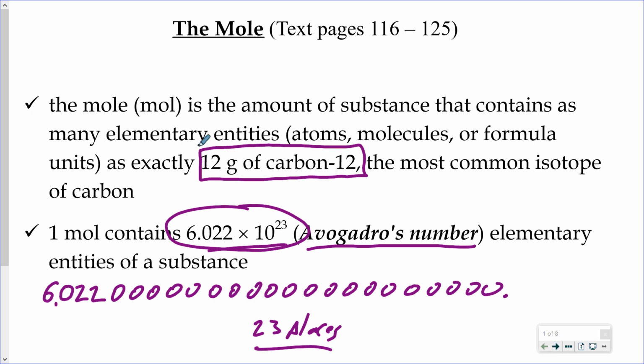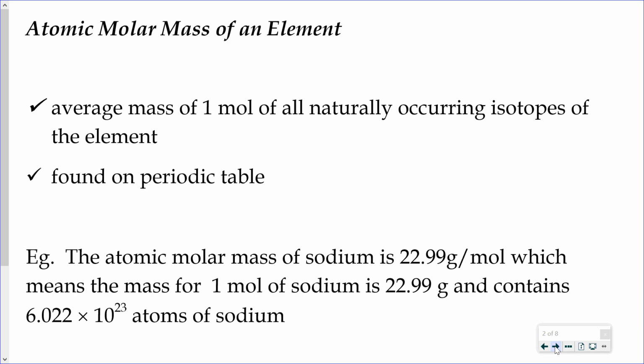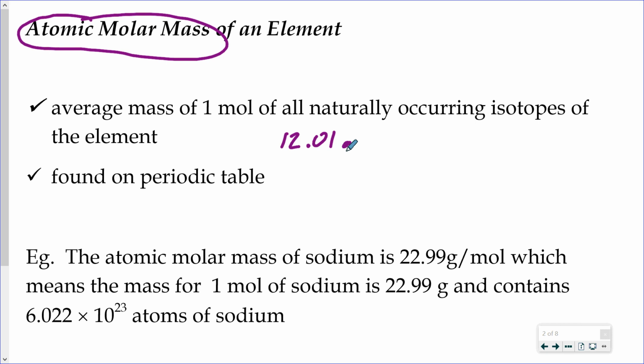So again, this is based on carbon-12, but now we can translate this to any of the other elements from the periodic table or molecules that we might have. So let's go ahead and do that. The average mass of 1 mole of all naturally occurring isotopes of an element is what's given to you on the periodic table, and that is the atomic mass or atomic molar mass. So carbon does not show it as being 12.00 or 12. It shows it as 12.01. Units are grams per mole.